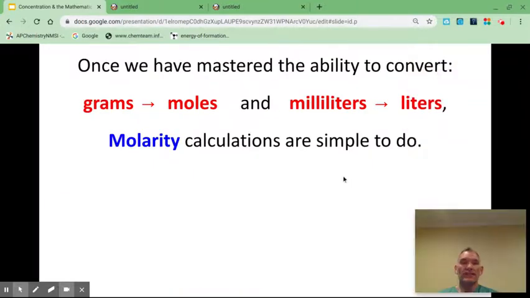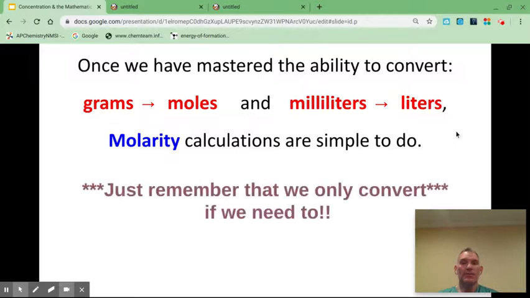When we do these, mastering grams to moles and milliliters to liters, these molarity calculations are simple to do. Very important, as we've been doing all along, you want to underline your key information. And we remember, we only need to convert if we need to. If we don't, we leave the numbers the way they are. So let's take a look.